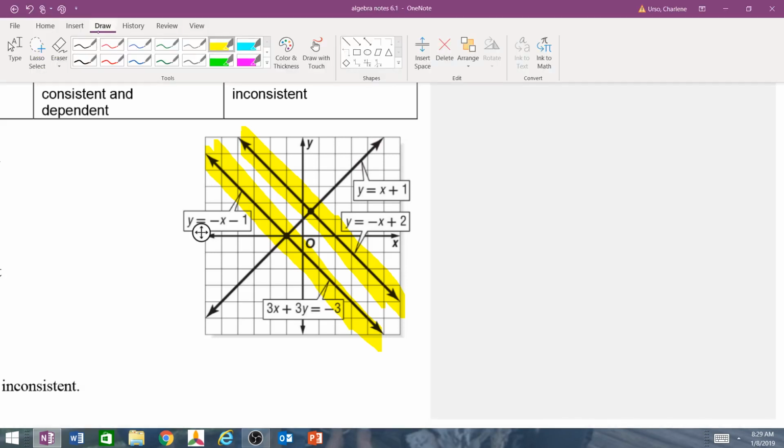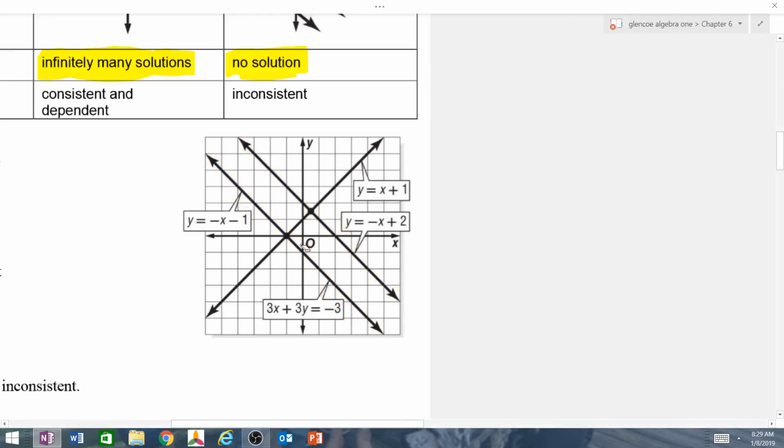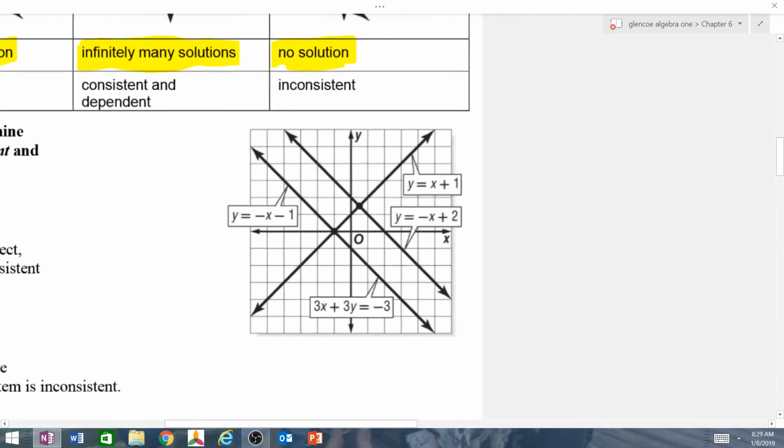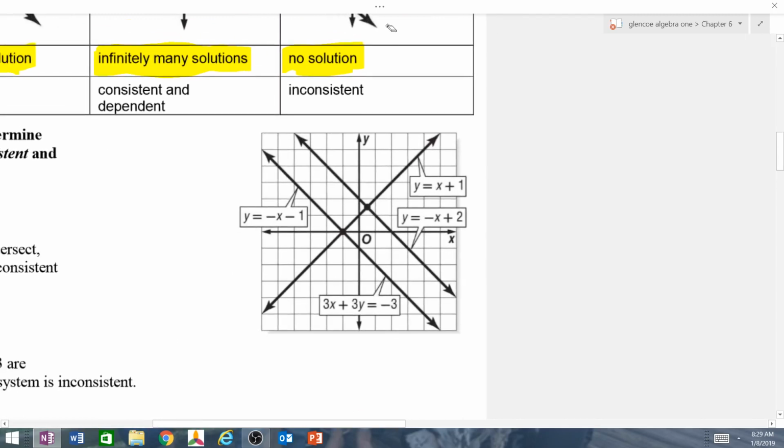So let's go ahead and make sure that we still remember how to graph. Let's take the last one, this right here. So that's kind of what John was alluding to. So let's just look at it real quickly. Let's take this equation: y equals negative x minus 1, and 3x plus 3y equals negative 3. Those are the same line, but two different forms of the equation.